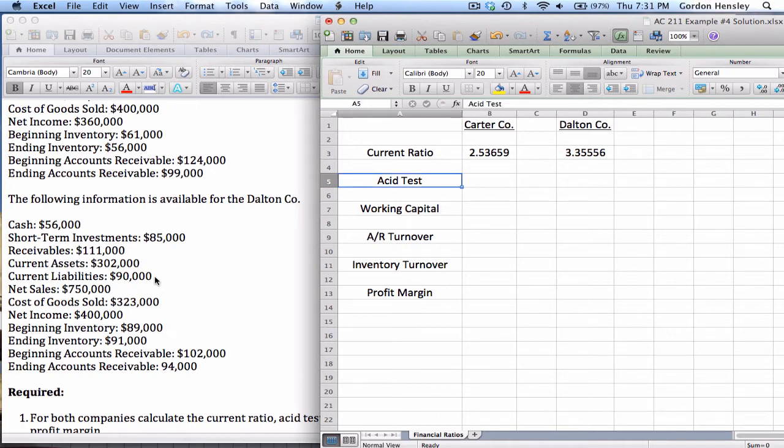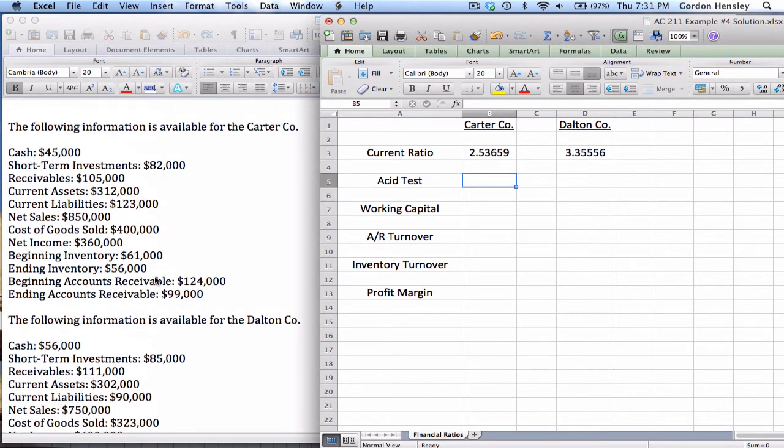Now, the next one that we're going to do is the acid test. This is a very similar formula. In fact, it's a more strict version of the current ratio. The formula would be cash plus short-term investments plus receivables divided by current liabilities.